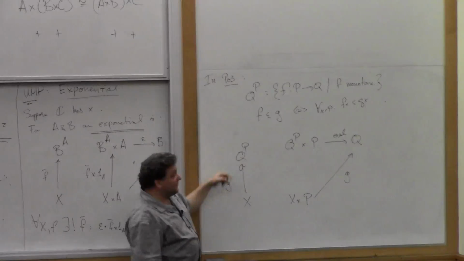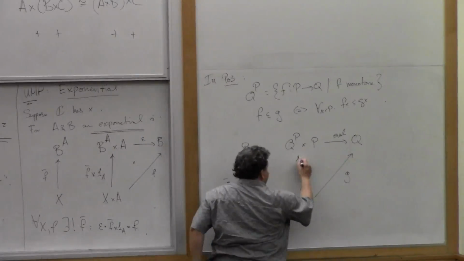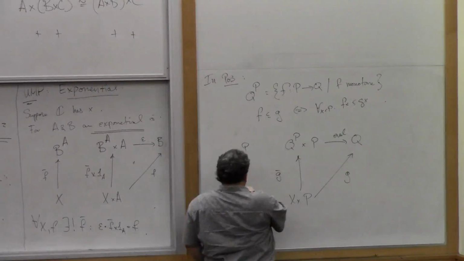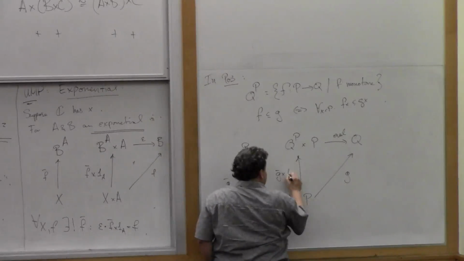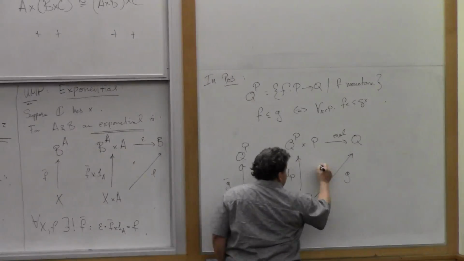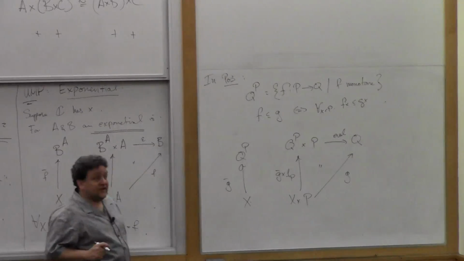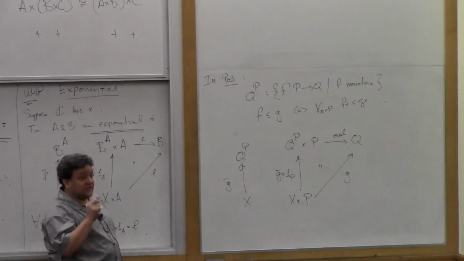And once that happens, then you know that this commutes because these were set theoretic operations. And then you're done. Right? So that's a sketch of the proof that posets has exponentials.